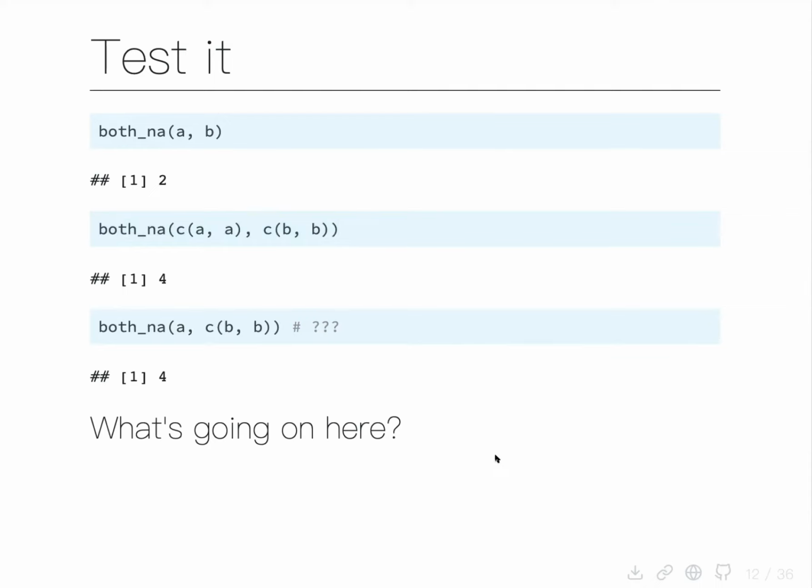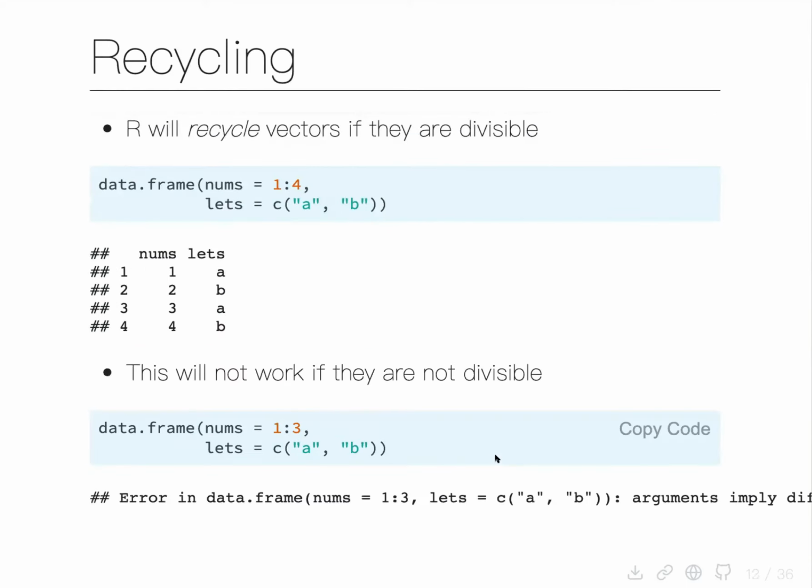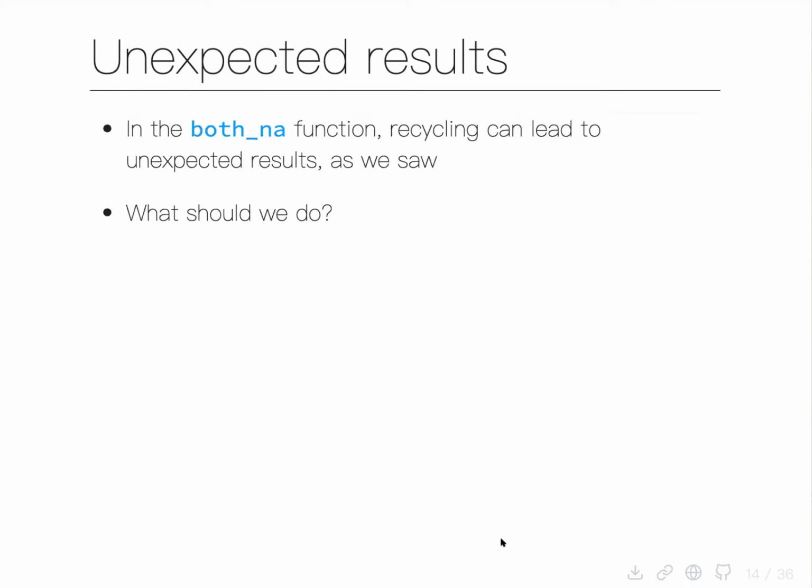Okay, but again, this is probably undesirable for our function because it's unexpected, right? And if we don't understand the concept of recycling, then we would probably look at that and think that's a wrong answer, right? This will not work if they're not divisible. Okay, so here I have 1 through 3 and then AB, and I get this error and it says arguments imply differing number of rows or something like that. Okay, so it doesn't work if they're not divisible, but if they are divisible, then it'll do that recycling. So in the both NA function, recycling leads to unexpected results.